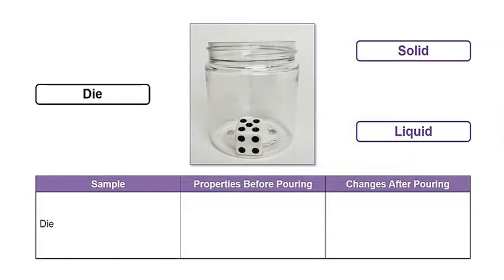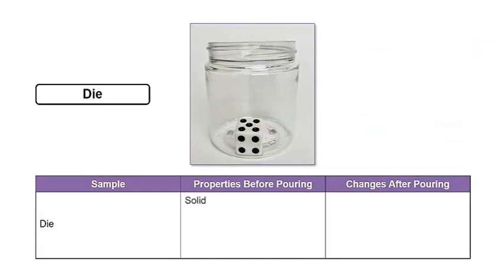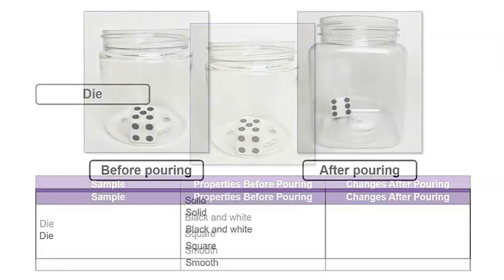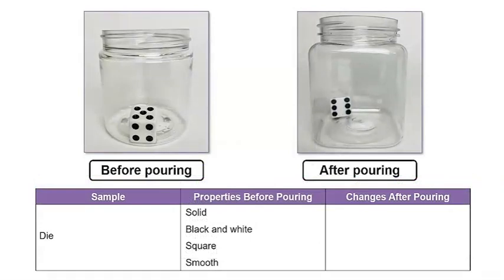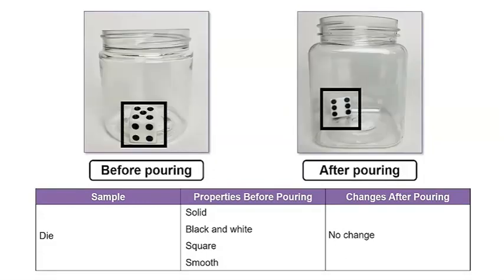What do you notice about this dye? I see that it's a solid. The dye is black and white with a square shape and smooth texture. What do you think will happen when we pour the dye into the second container? Wow, there is no change to the dye. The dye looks exactly the same in the second container as it did in the first container.